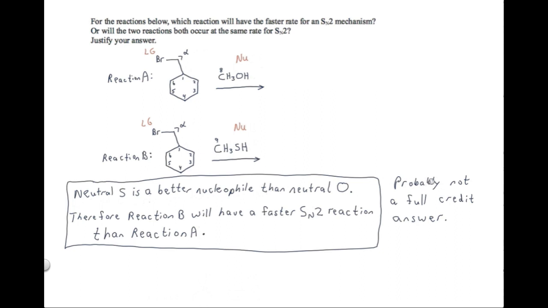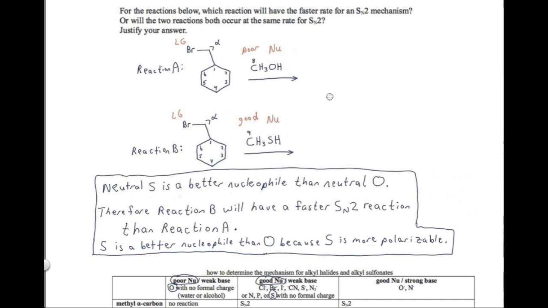Now, this might not be a full credit answer. We did explain why reaction B was faster, because it had a better nucleophile, but we didn't explain why neutral sulfur is a better nucleophile than neutral oxygen. So here's our more complete answer. Sulfur is the better nucleophile than oxygen because sulfur is more polarizable.